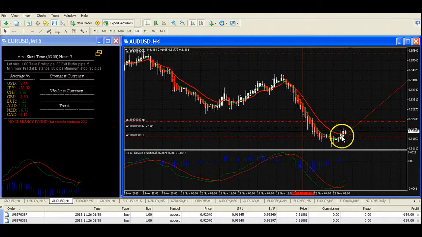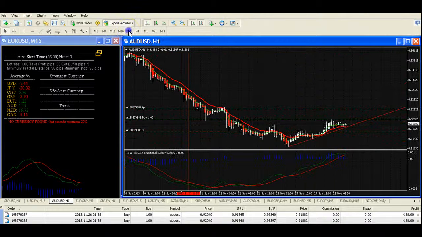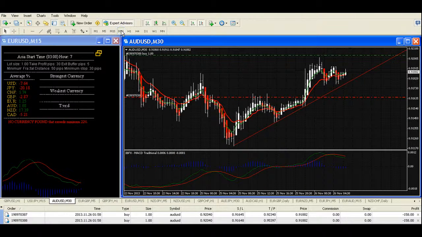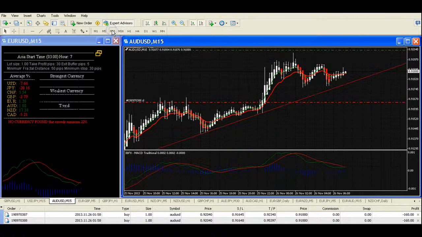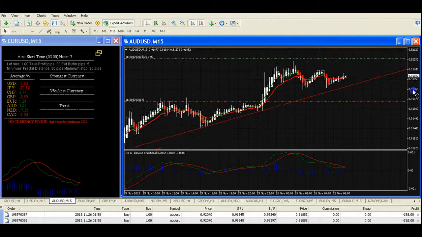On the 4 hour, we're starting to build a move up, and on a 1 hour, you can see what's going on here. We've had a nice move up. So we're in a trade, and we're asking ourselves, what are we going to do?